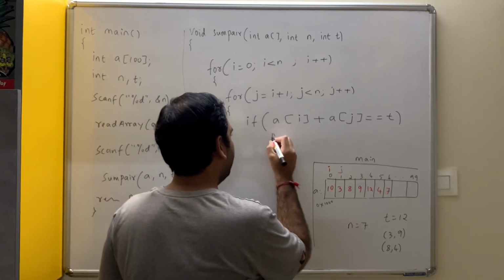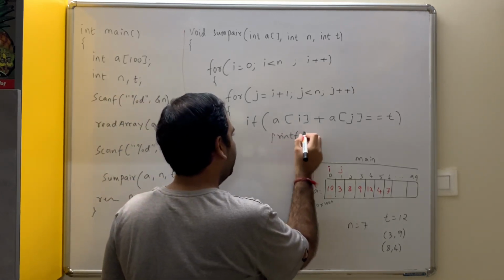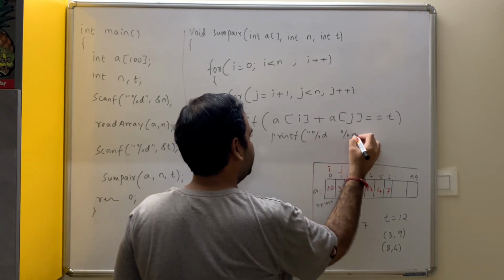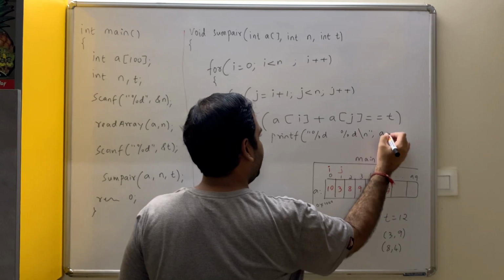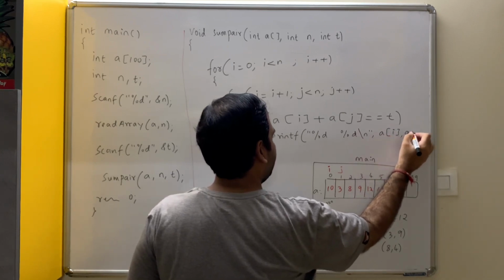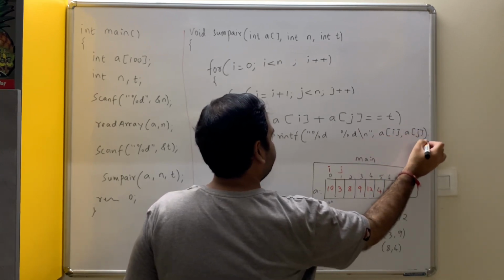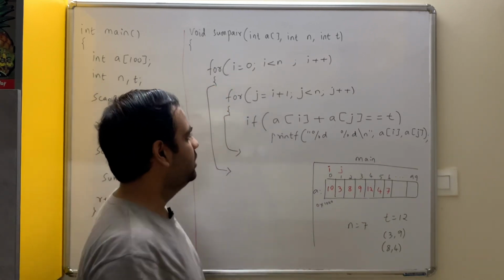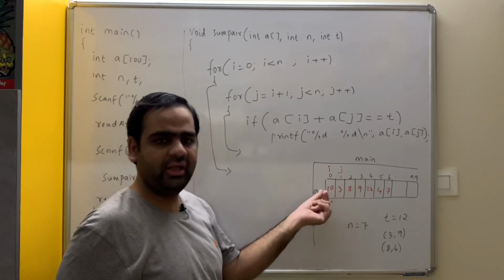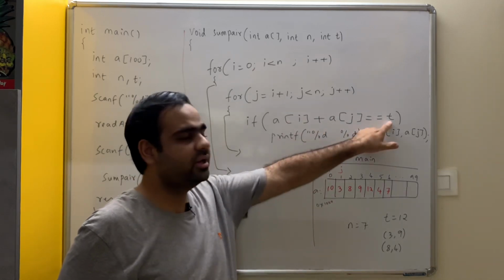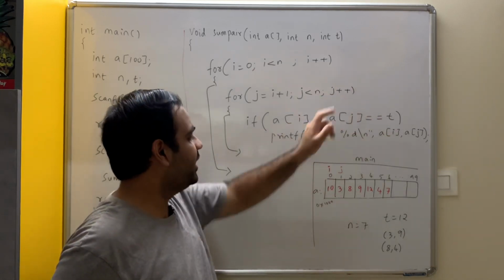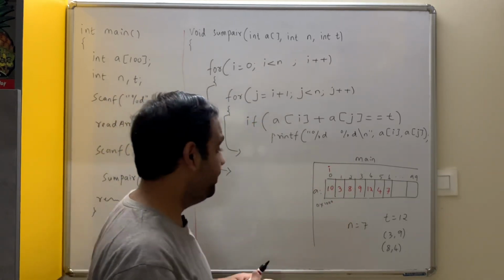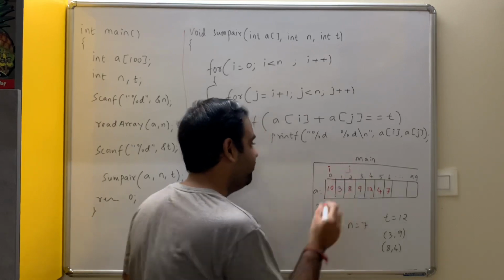Hence, what would I have written over here? I would have said printf "%d %d\n", a of i and a of j. Now, is it a valid pair or not? Let us check. A of i is 10, a of j is 3, 10 plus 3 is 13. Is 13 equal to 12? No. Then again you say j plus plus. That means 10 and 3 are not forming a pair.